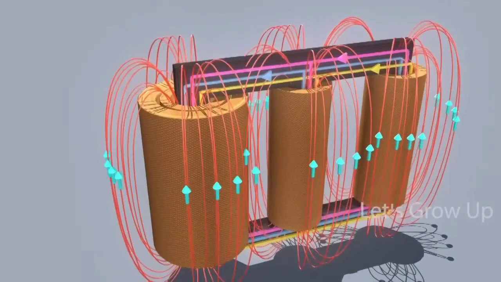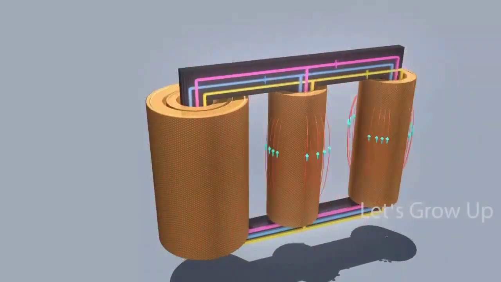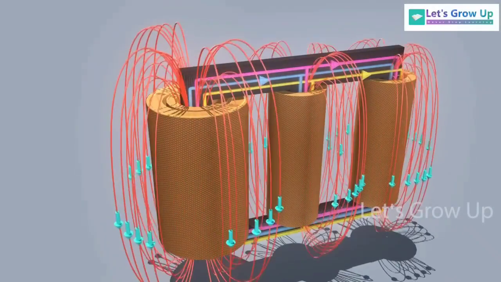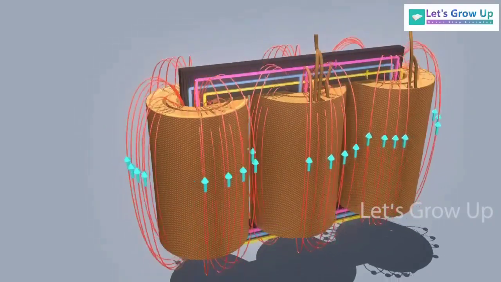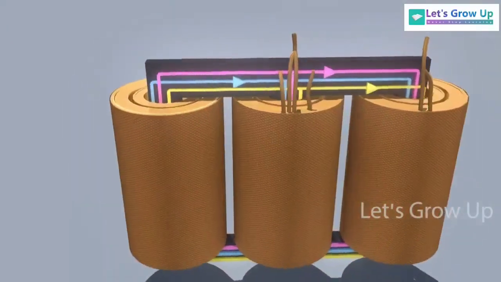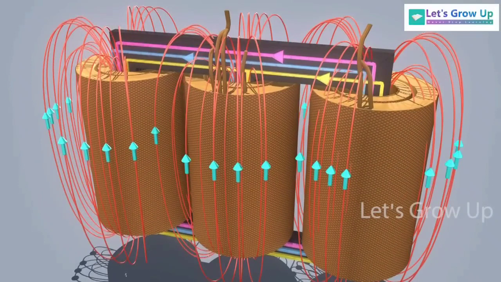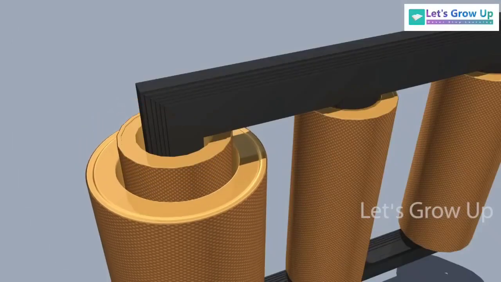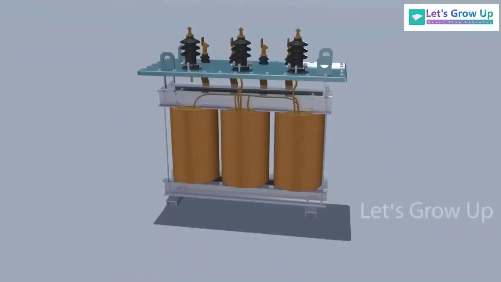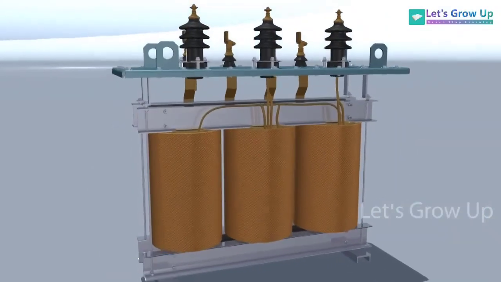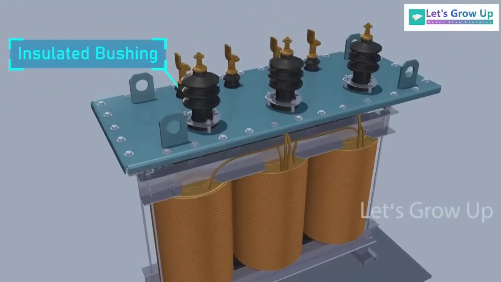The alternating current through the primary winding of each phase produces a continually changing magnetic field that surrounds the winding. Here this magnetic field is linked with the secondary winding by magnetic flux, which flows through the transformer core. EMF will be produced at the secondary winding based on Faraday's law, and this induced EMF is defined as mutually induced EMF. Insulation is needed between the primary and secondary winding to prevent short circuits. Finally, to receive electric energy from the transformer, insulated bushings are needed.